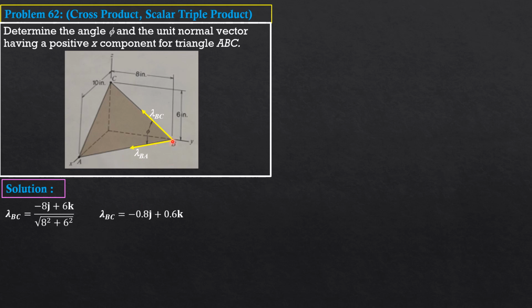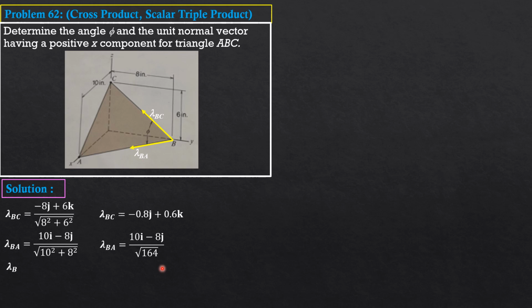Lambda BA is leftward, forward. So lambda BA is negative 8j, positive 10i. 10i minus 8j over square root of 10 squared plus 8 squared. So lambda BA is 10i minus 8j over square root of 164.